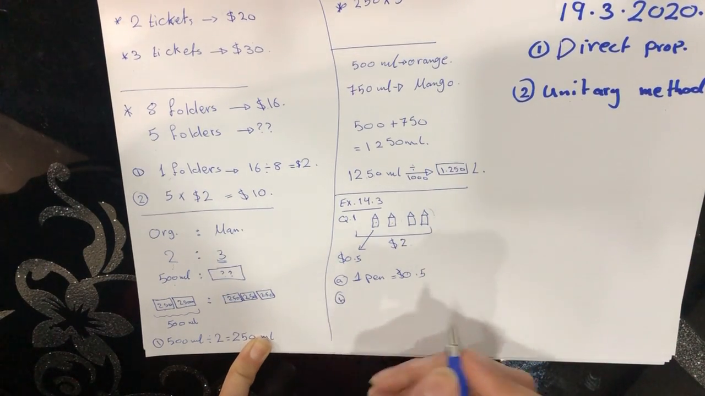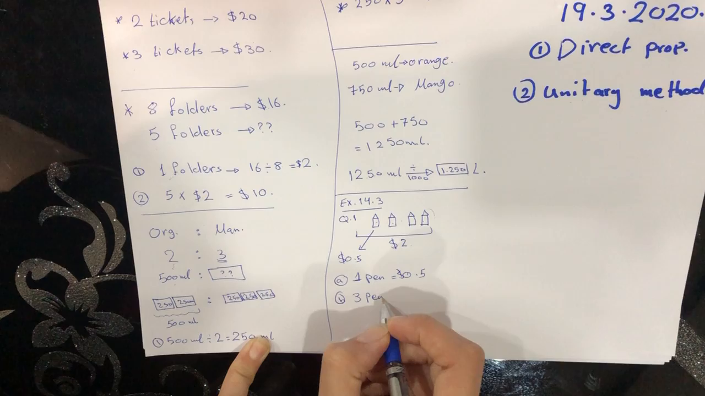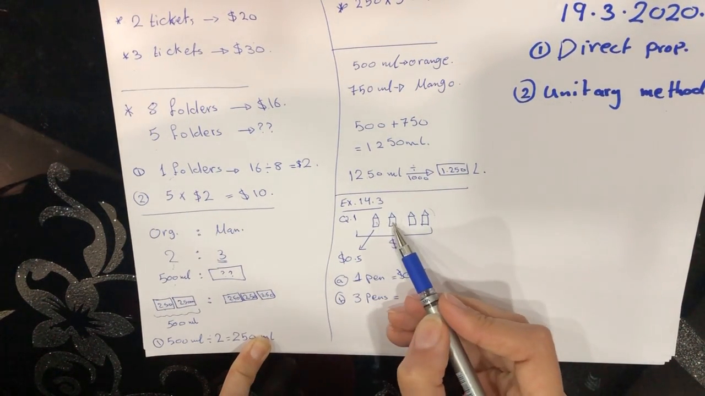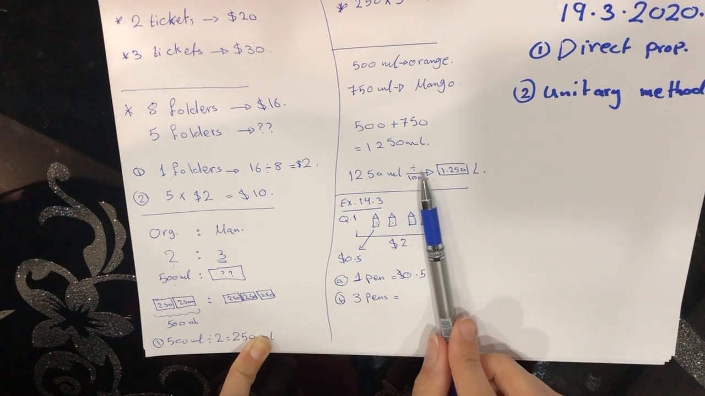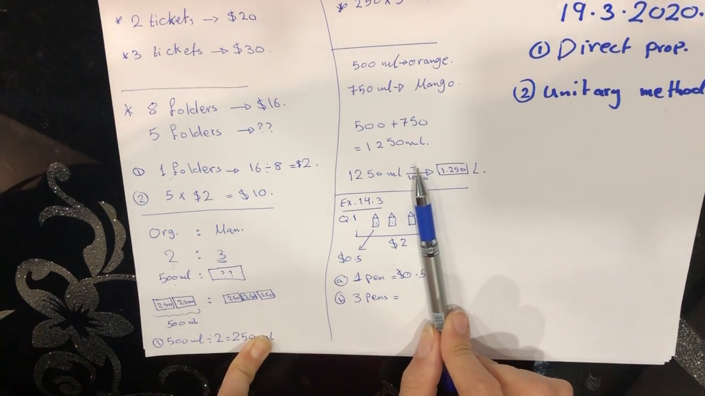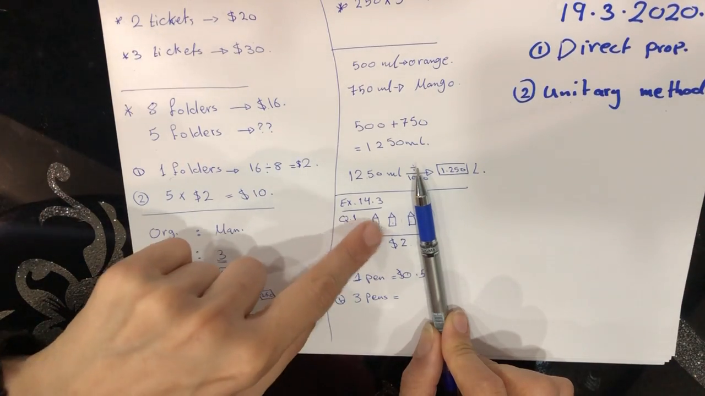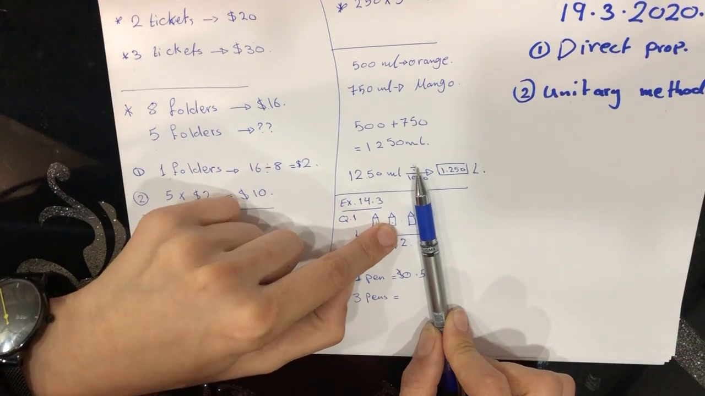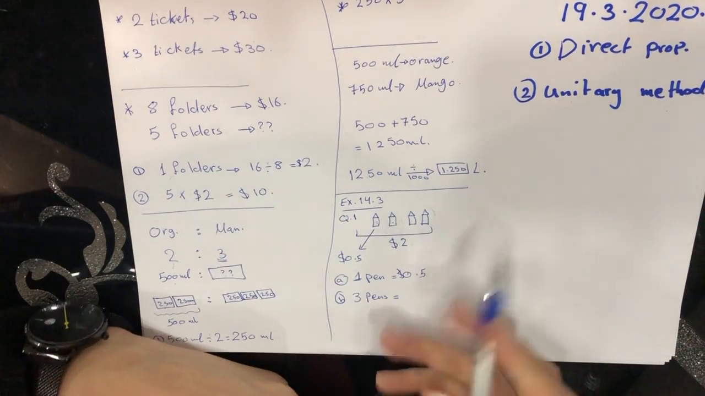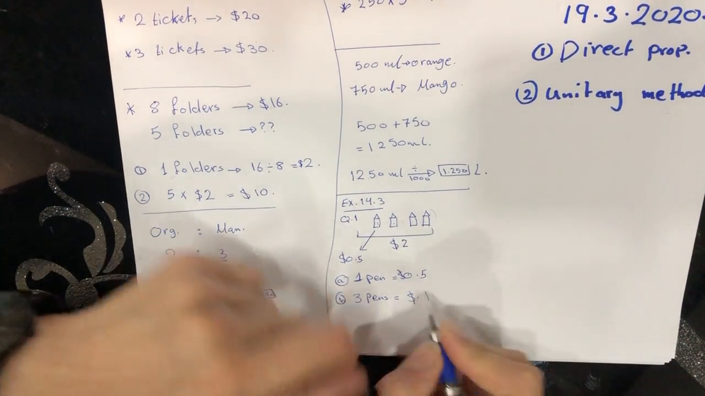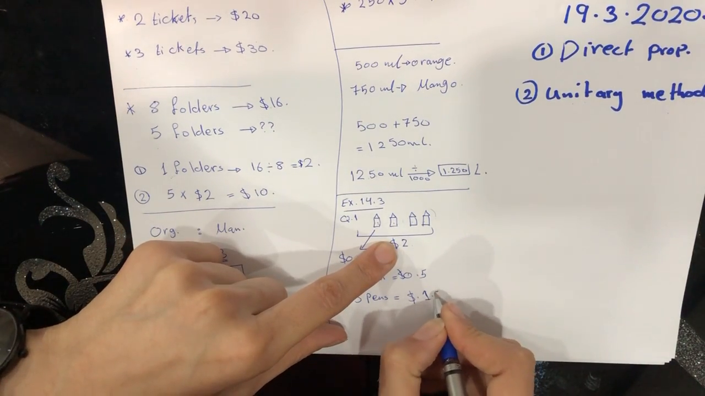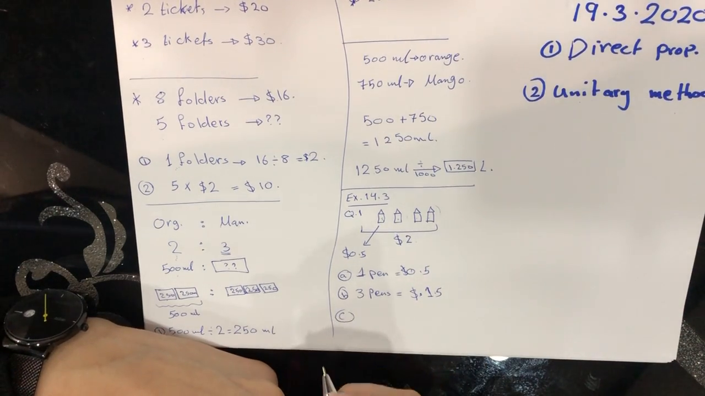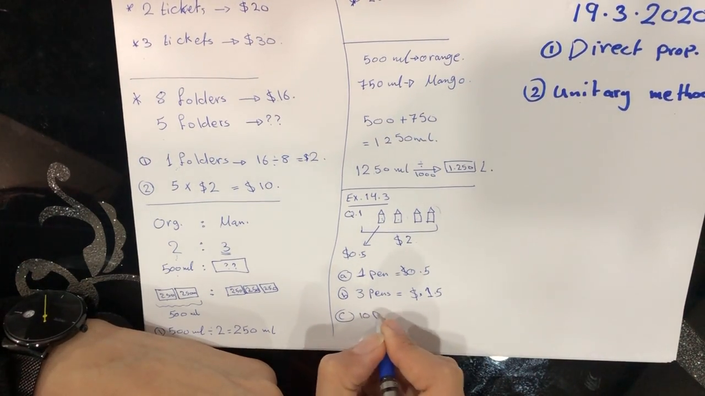B, he wants the cost of 3 pens. And from this question, you can see half and half and half. We don't have the last pen. So if we're going to do these 3, you can say half a dollar plus a half is $1 plus a half will be $1.50. And C, he's asking me to find the cost of 10 pens.